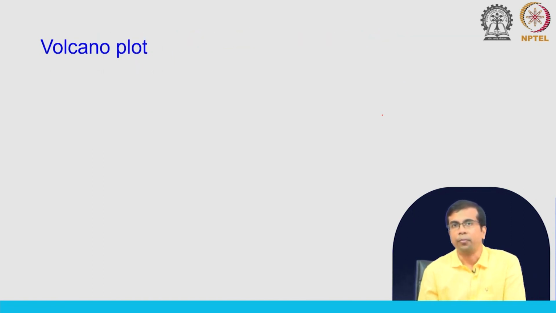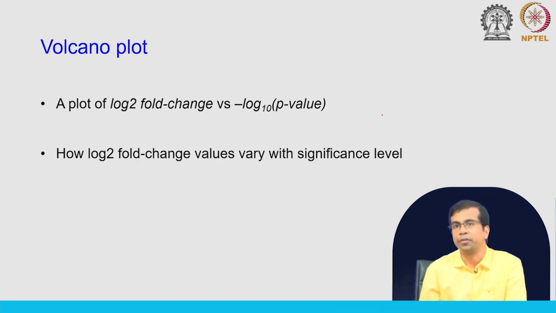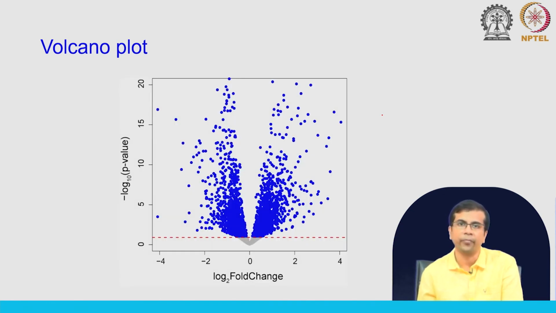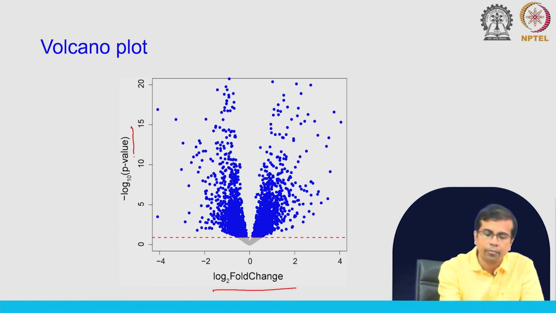All right. So, another plot is the volcano plot. This looks at log2 fold change versus log10 p value. It gives you information about how log2 fold change values vary with significance level. The x axis is log2 fold change, the LFC, and the y axis is the minus log10 p value. Higher minus log10 p value means more significant, because you have the minus.